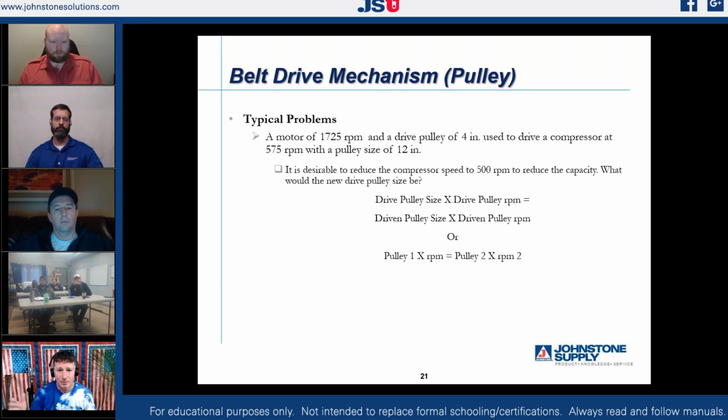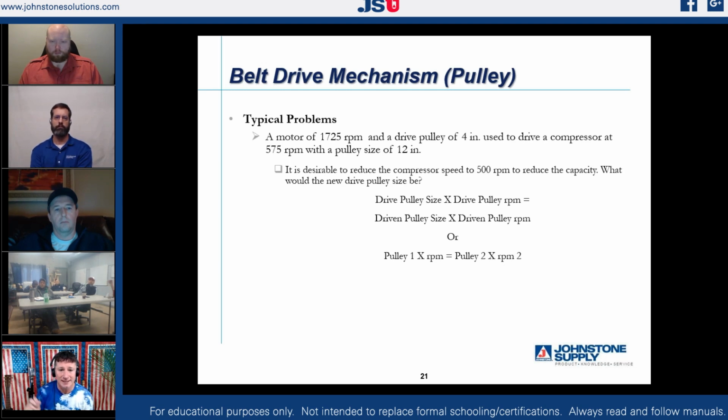So it is desirable to reduce the compressor speed to 500. Say the capacity on this system is more than what I need, and I want to reduce the capacity on this system. I need to get my RPMs from 575 down to 500. What would the new drive pulley size be? We get this in the AC mode too. If I have an AC system that I need to turn into a dehumidification system and reduce my airflow from 450 to 400 or something, how can I figure that out? Well, it's the exact same way that we figure out the compression on our compressors.